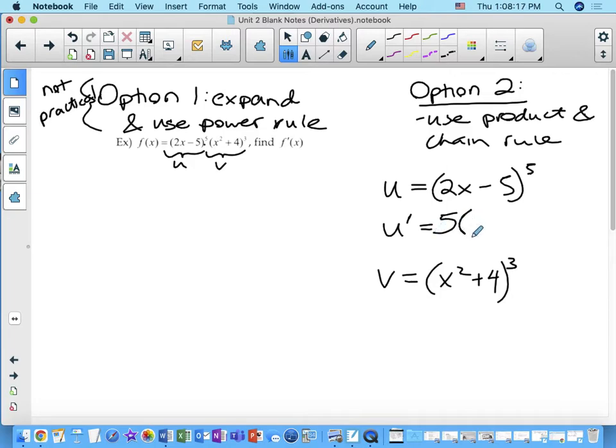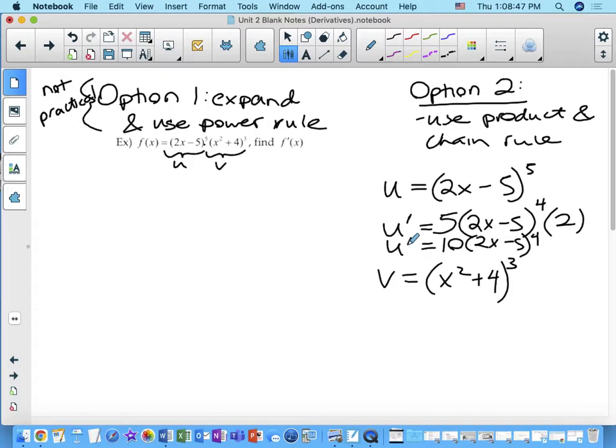So it's going to be 5 times this to the 4. And the thing that has to go in here is this piece, 2x minus 5. Yeah, and then keep going. And then times 2, because that's the derivative of the inner function. And all together, that becomes 10 times 2x minus 5 to the 4. So that's u prime.